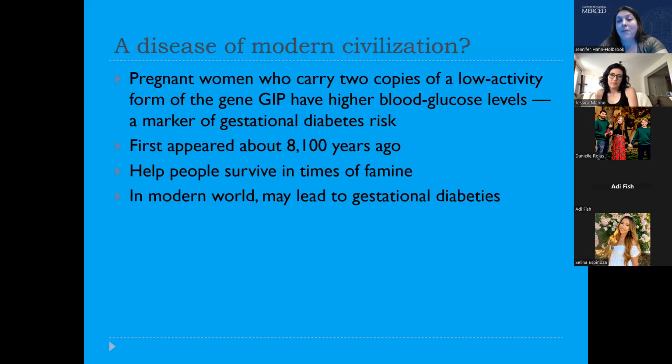So pregnant women who carry 2 copies of the low activity form of the gene for placental lactogen, which influences gestational diabetes risk, do tend to have higher blood glucose levels, and it's a risk factor for gestational diabetes. But this genetic mutation, which increases your risk, actually first appeared about 8,100 years ago, and it actually helped people survive a number of famines. So mothers who have this gene, their offspring are more likely to survive and reproduce when food is very limited. In the modern world, of course, this may lead to gestational diabetes, in part because of all our access to food. But during times of famine, this helped babies survive.